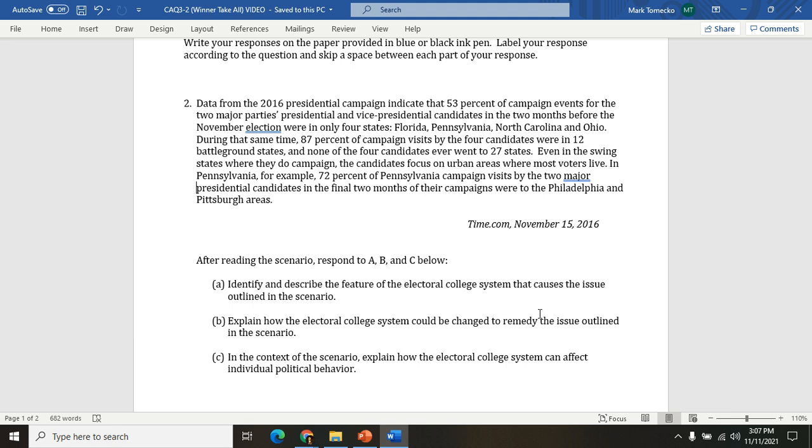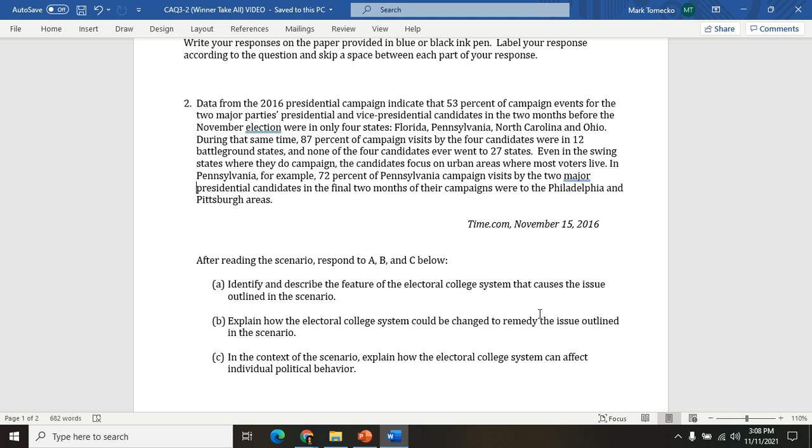In a presidential campaign, the major party candidates primarily visited just a few states. Now, the next sentence builds on that. During that same time, 87% of campaign visits by those same 4 candidates were in just 12 states. And none of the 4 candidates ever went to 27 states. So more than half, the majority of states, were completely ignored by the candidates.